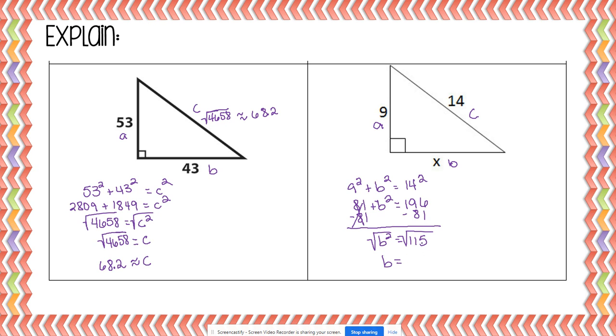And again, 115 is not a perfect square, and it also does not have any perfect squares that will go into it. So our solution is just the square root of 115. We can also find the approximate value of this by rounding to the nearest tenths place. And if we do that for this number, we're going to get approximately 10.7. So for this, we can say the square root of 115, which is the precise answer, or we can say that that is approximately equal to 10.7.